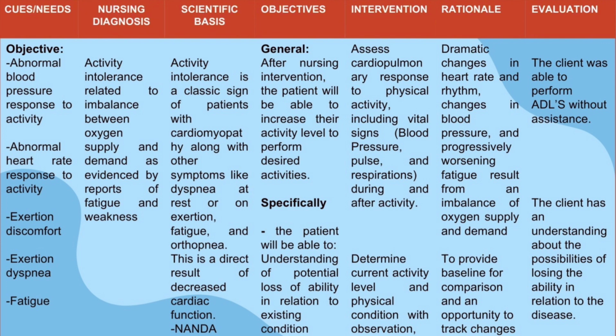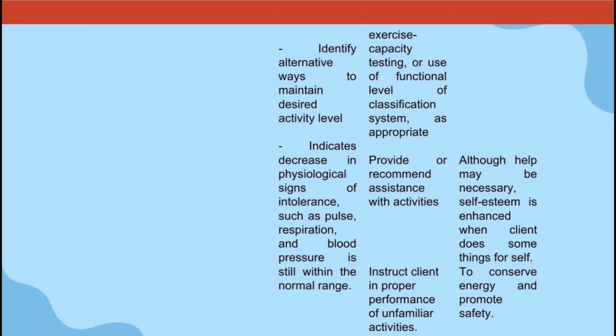Determine current activity level and physical condition with observation, exercise capacity testing, or use of a functional level classification system as appropriate. The rationale for this is to provide a baseline for comparison and an opportunity to track changes. Provide or recommend assistance with activities. Although help may be necessary, self-esteem is enhanced when the client does some things for themselves. Lastly, instruct the client in proper performance of unfamiliar activities. The rationale for this is to conserve energy and promote safety.